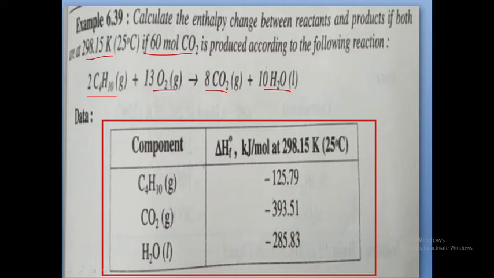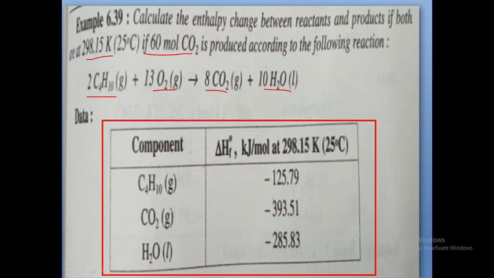Okay. So here, what are the reactants and what are the products? Reactants are C4H10 and oxygen. Products are CO2 and H2O. Data for three components are available in the table, but oxygen data are not available. Those components that are not given in the problem or table, we should take as 0. Are you clear or not? Okay.